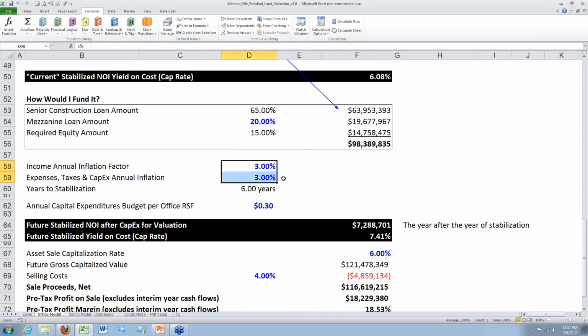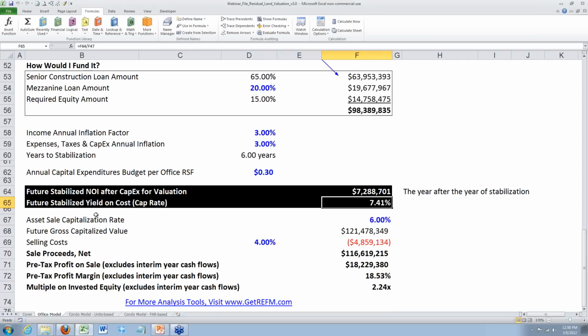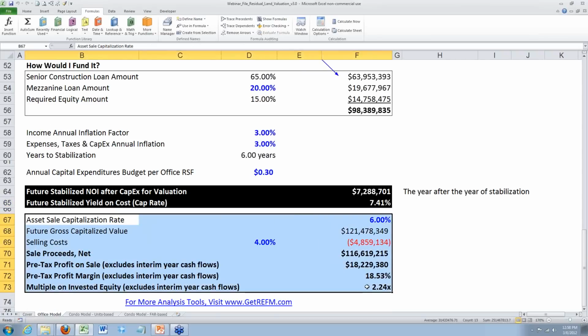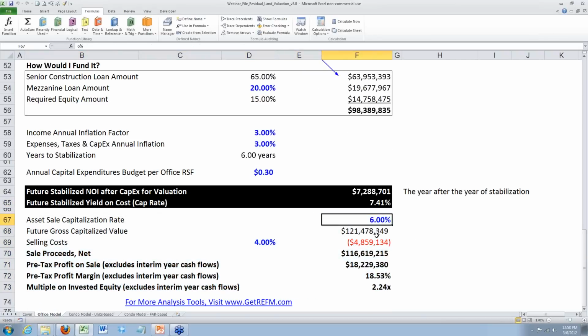So we apply the growth rates both to the income and to the expenses, and then we back out a reserve for capital expenditures, and this is where we get. Okay, so again, if this future stabilized yield on cost seems reasonable to us, then we can continue with the analysis. We can take it a little bit further, and we can say, well, what value would we create if we sold the building at that point?